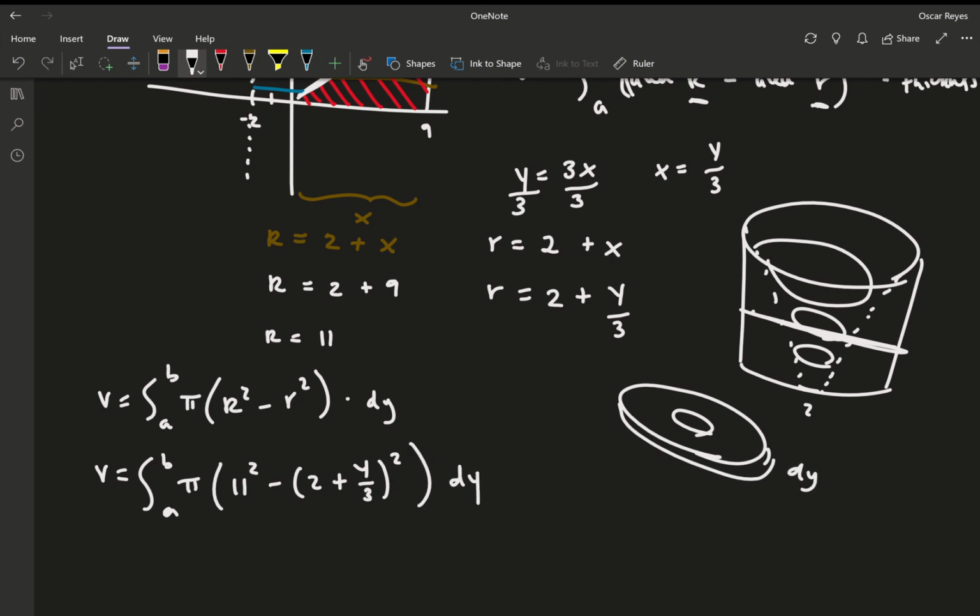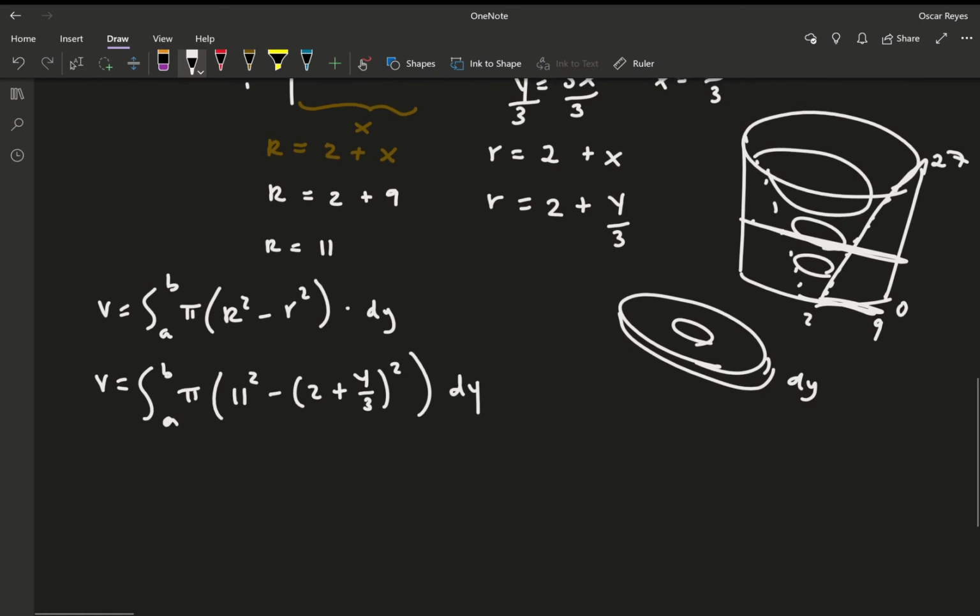And like I said before, we're looking at it with respect to y. So if we know what the bottom is, according to our graph, which should be 0, and we looked at this one, and we know that this one was 9 on the x-axis, we know that this is going to be 27 again. So we're going to have it go from 0 to 27 of pi times 11 squared minus 2 plus y over 3 squared dy.